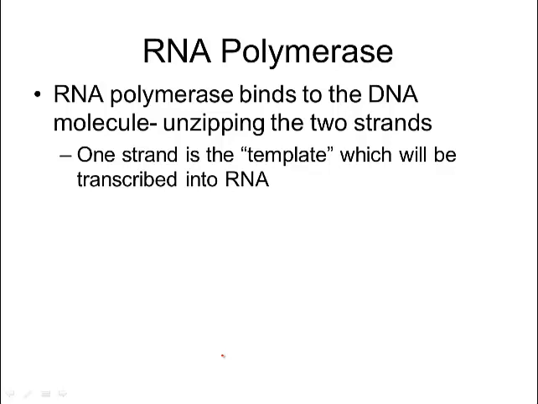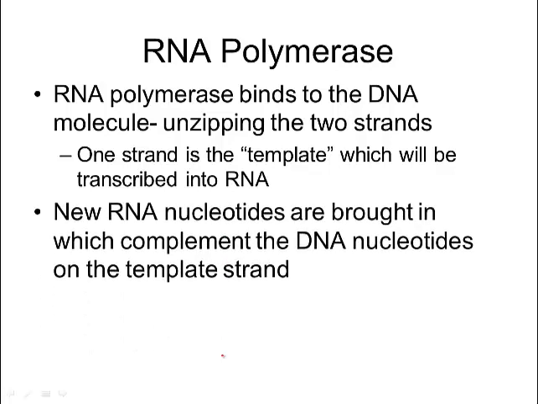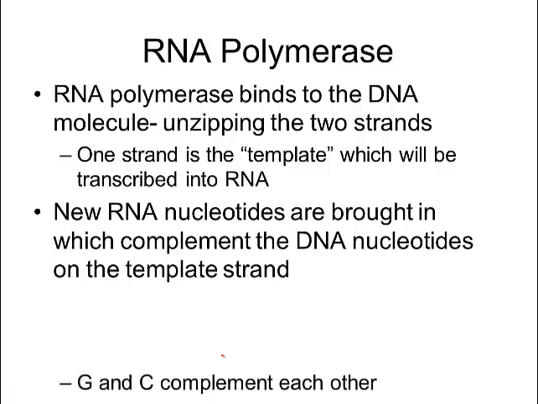One of those 2 strands is going to serve as a template. That means the RNA is going to use that strand to be transcribed. The other strand ends up not being used. The RNA polymerase is going to bring in new RNA nucleotides that complement the DNA nucleotides on that template strand. So for the strand being used for transcription, the RNA nucleotides that complement it are brought in by the RNA polymerase until you make a new RNA strand.